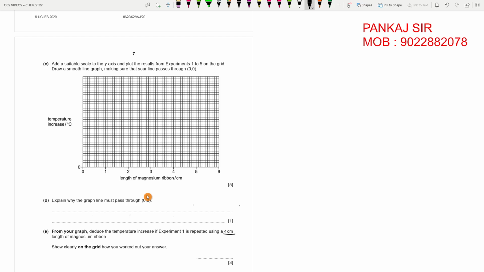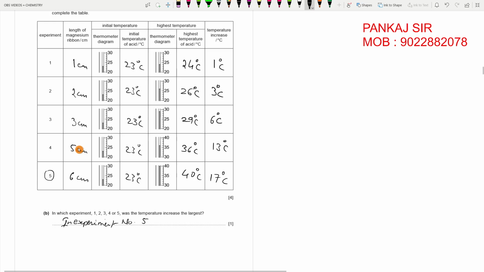This is the length of the magnesium ribbon. This we will have to mark on the scale. Okay, so it is starting from 0. So let us see what was the temperature increase range. So the temperature increase range is from 1 to 17 degrees centigrade.